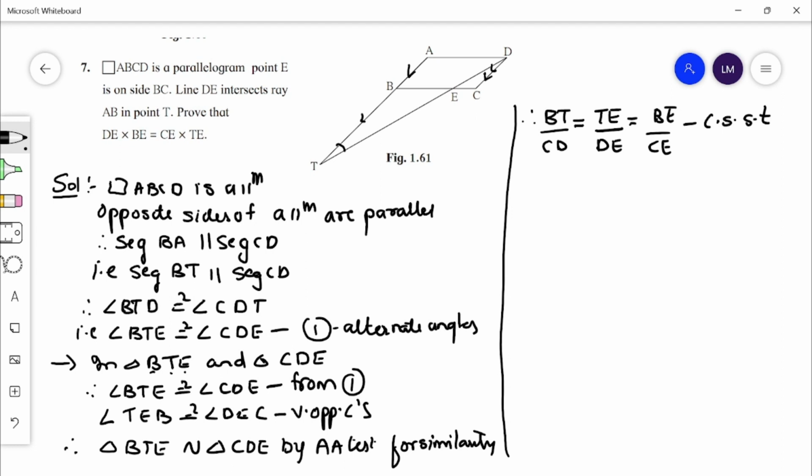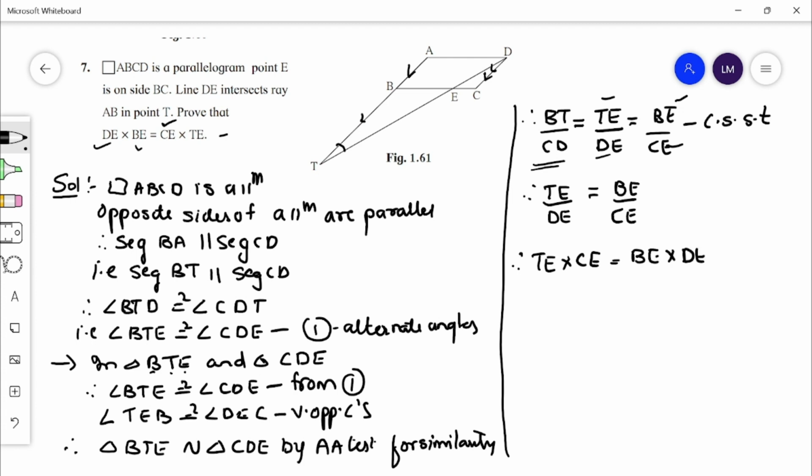Right? So we'll check out the question here. We need DE. DE is here. Next BE, BE here. Next CE. Next is TE. Right? So we don't need the first part. So we can write therefore TE upon DE is equal to BE upon CE. Now we will cross multiply. Therefore, TE into CE is equal to BE into DE.